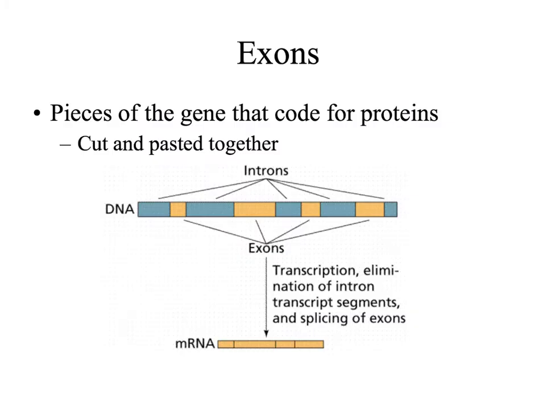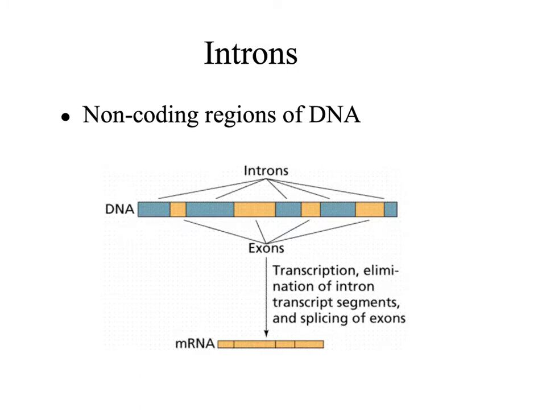If we look inside of a gene, the pieces of that gene that code for proteins are called exons. Exons will be cut and pasted together after the DNA is copied. A good way to remember this is that exons are expressed. They get made or translated into proteins. The non-coding regions inside of a gene are called introns. These regions will be cut out and discarded.